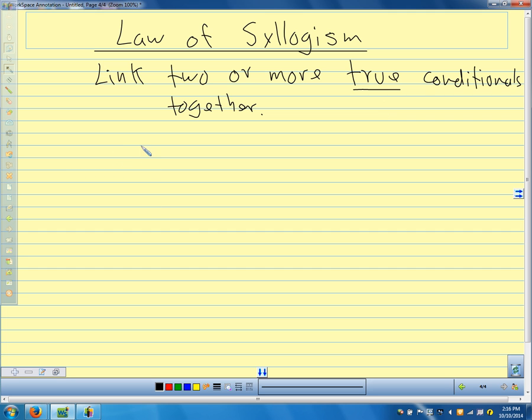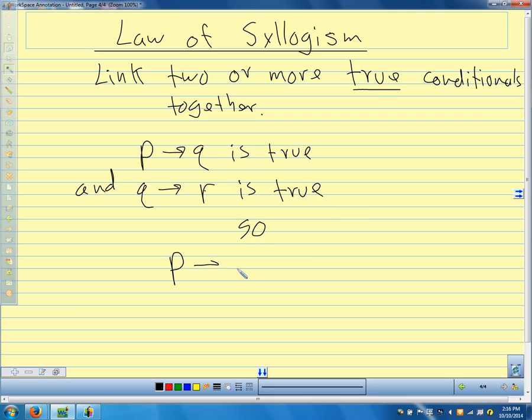So the way this works is in symbols we would say P implies Q is true, and Q implies R is true. So what we can conclude is P implies R. So we link the end of one conditional statement to the first part of another conditional statement. We link them front to back, just like you did in your project yesterday. And then at the end we can say P implies R. The very first thing implies the very last thing, as long as we link them together. So that's what the project was all about yesterday.